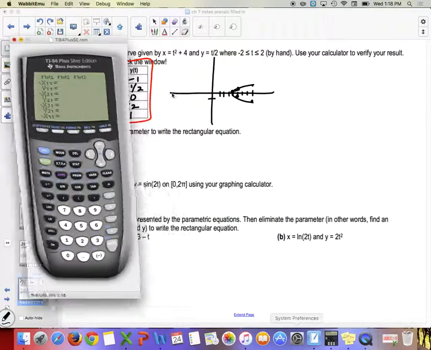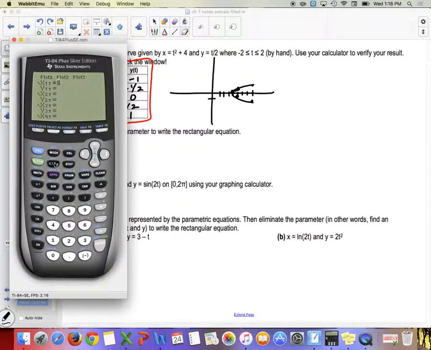If we put that into our calculator, you could do t squared plus 4, and then t over 2. Are you guys all understanding how to graph this on the calculator? Everybody has their calculators out and they're trying it. And your window, though, would be from -2 to 2. So when you hit graph, it just draws that little portion. Does that make sense?